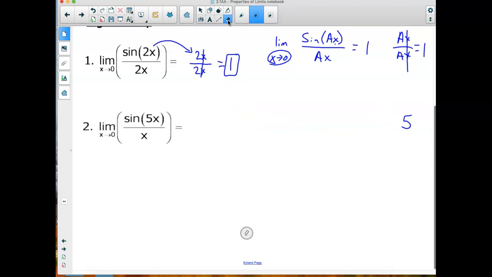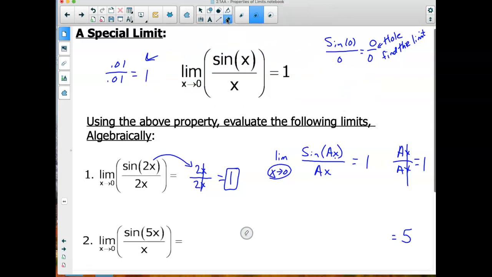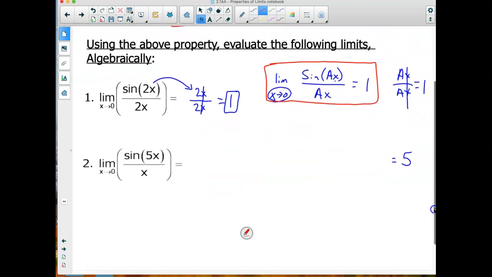Do I really have to do it that way, Mr. Kruger? Yes, you do. This is exactly what they would expect to see on the AP test when this comes up if it were a free response. We have to apply this concept: the sine of the same thing over the same thing. It doesn't matter if it's 2x over 2x, 3x over 3x. We have to apply the sine of x over the same thing goes to 1. Okay, that's what we need to apply.